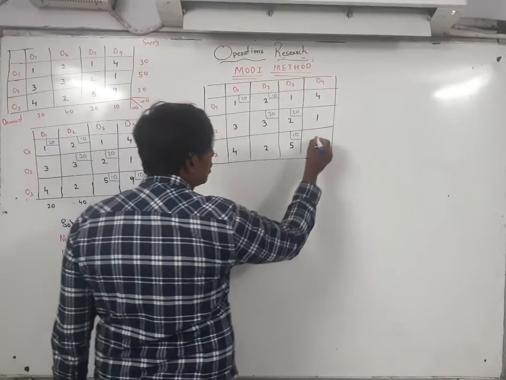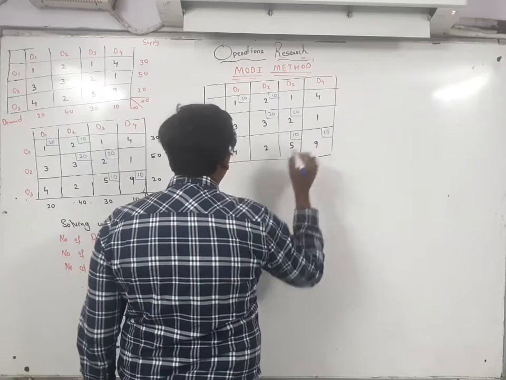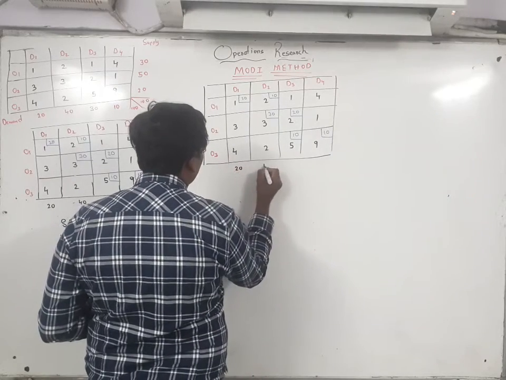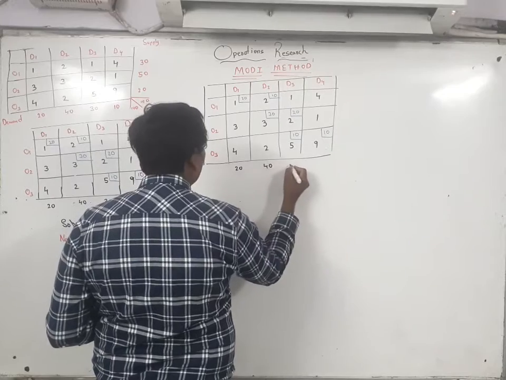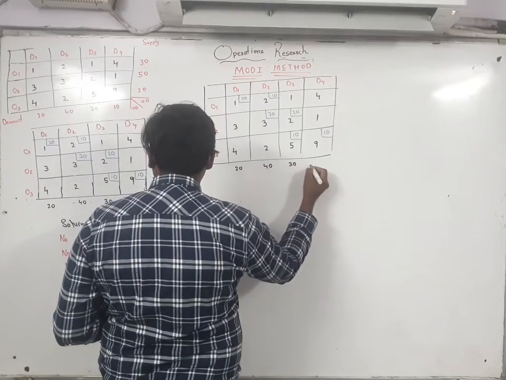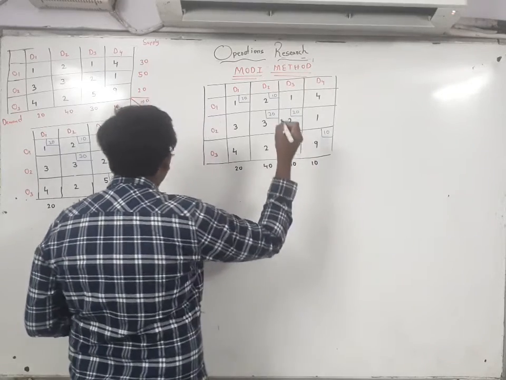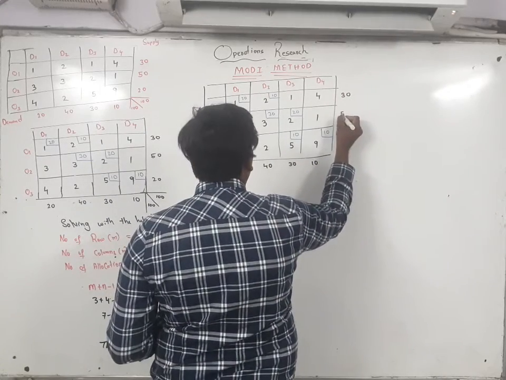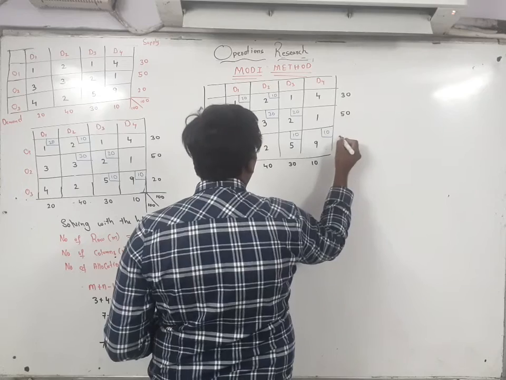In allocation, how much is there? 10. Like this you have to write, and the other terms also you write. Here 20 is there, next one 40 is there, next one 30 is there, next one 10 is there. Next here, what is the value? 30. Next one is 50. Next one is 20.